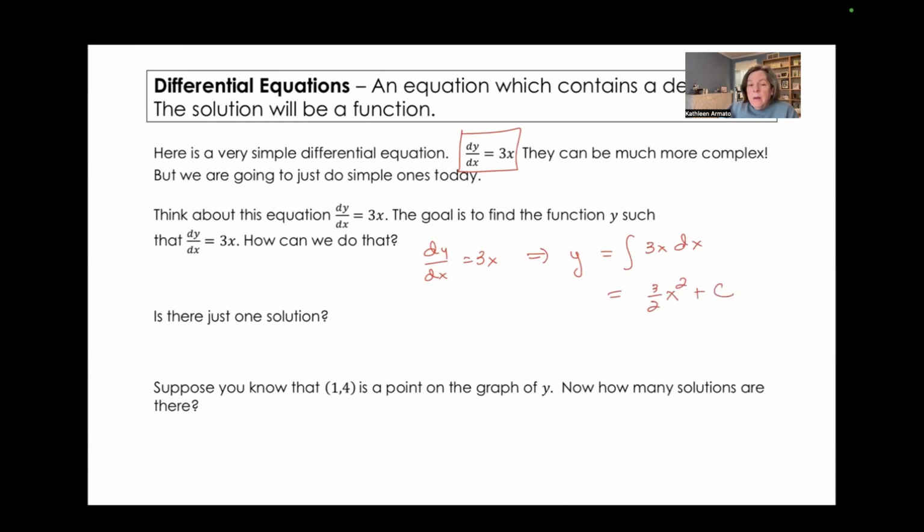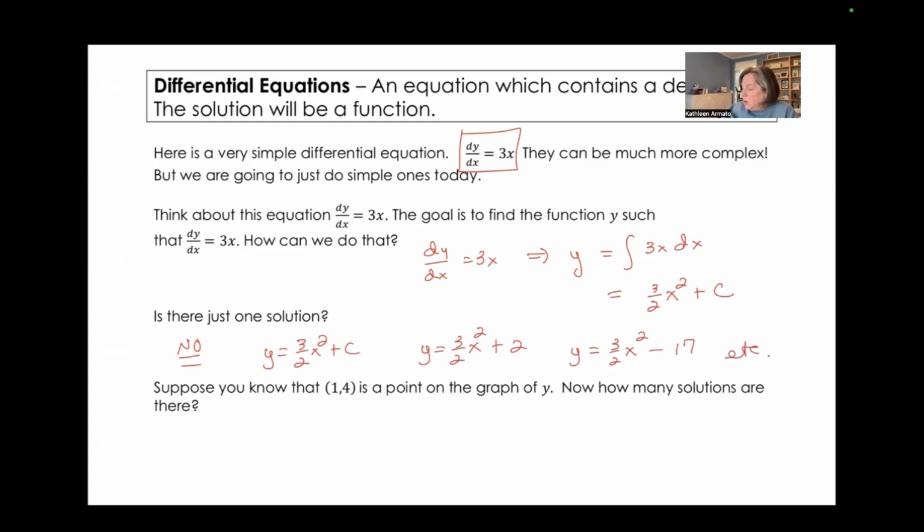Because constants go to 0 when you take their derivative, there can be multiple solutions to a differential equation. So is there just one solution? No. One solution, the general solution, is y equals 3 halves x squared plus c. That's called the general solution. But there are many specific solutions, like y equals 3 halves x squared plus 2, or y equals 3 halves x squared minus 17, etc. You could plug in any real number.